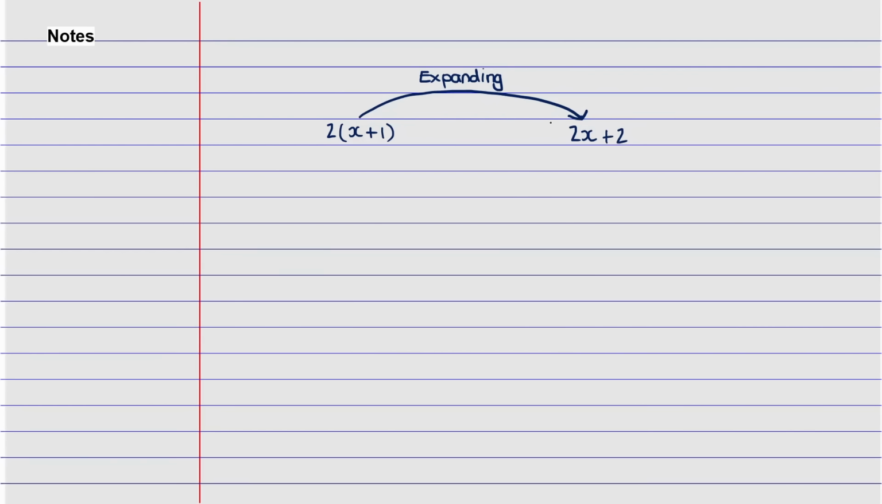So what happens now if we had this and they want us to go back here? What happens if they gave me this, but they want me to go back to this where brackets are involved? So this is now called factorization. So that's the difference. This is going to be called factorizing.